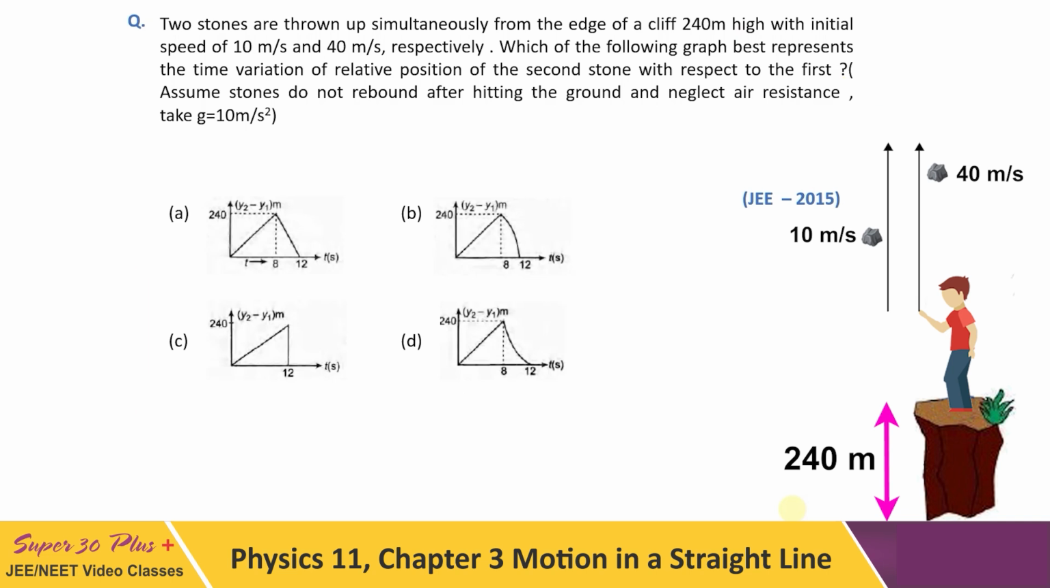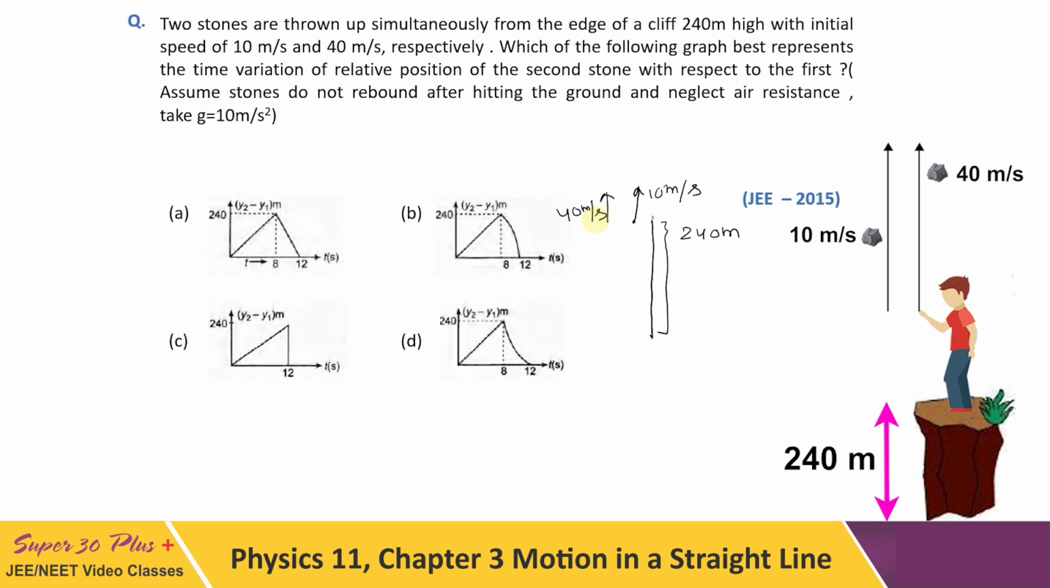Okay, let us see. First I am drawing this. This is the 240 meter high cliff. From here, one is thrown at 10 meter per second in upward direction. This is 10 meter per second. And the other is thrown at 40 meter per second. First we have to find what time these stones will take in reaching the ground. So let us first calculate the times.